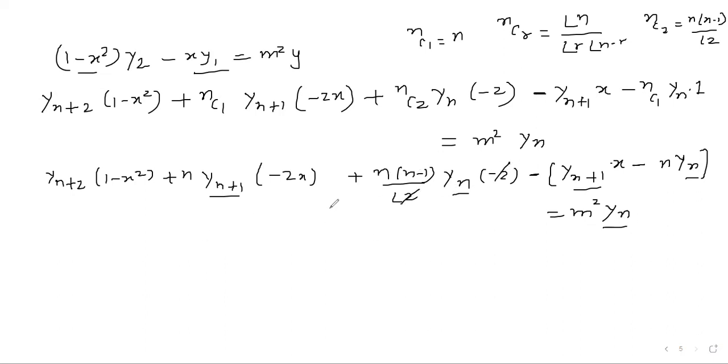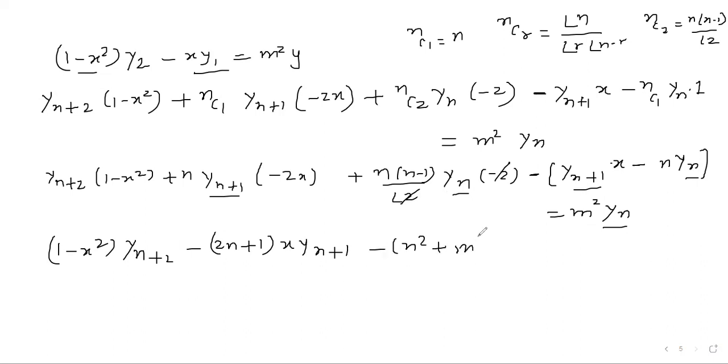Minus sign will be left. So (1 minus x square) times y(n+2) minus (2n plus 1) times x y(n+1) minus (n square plus m square) times yn equal to 0. Now we have to get the value of yn at x equal to 0.